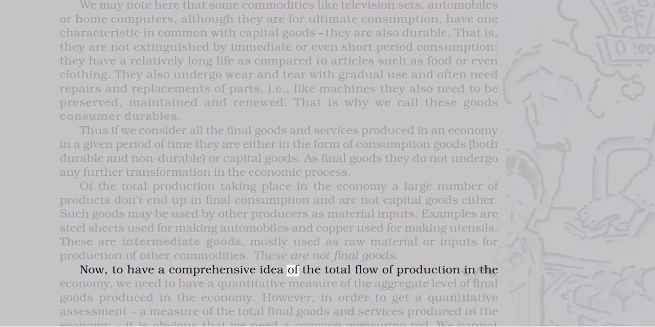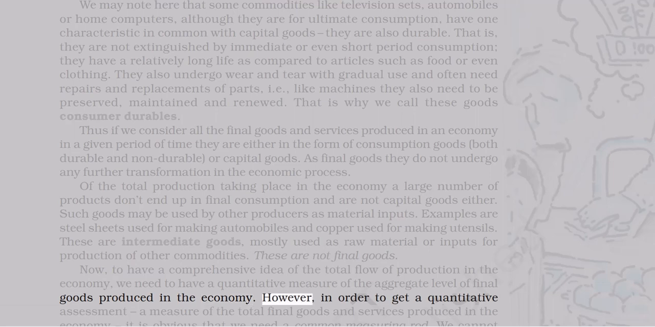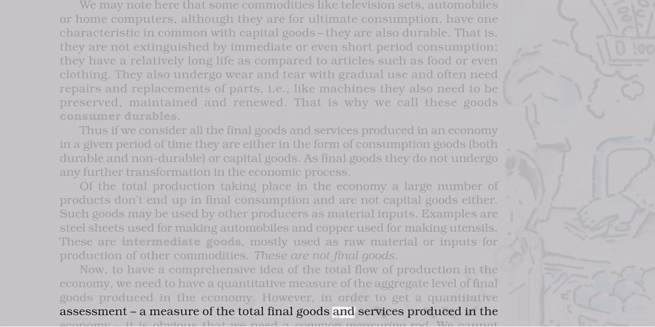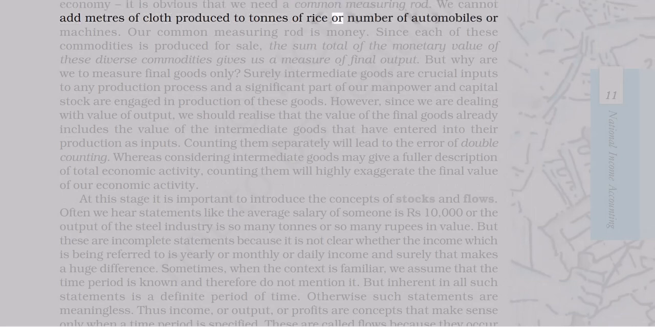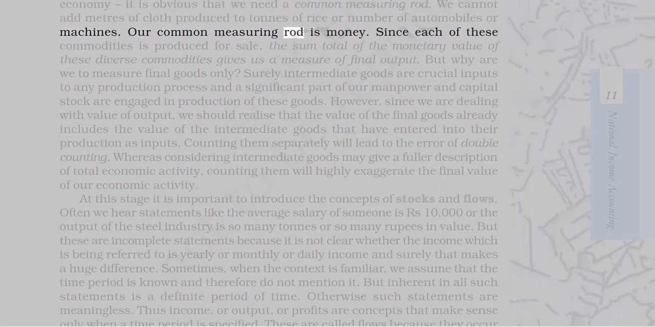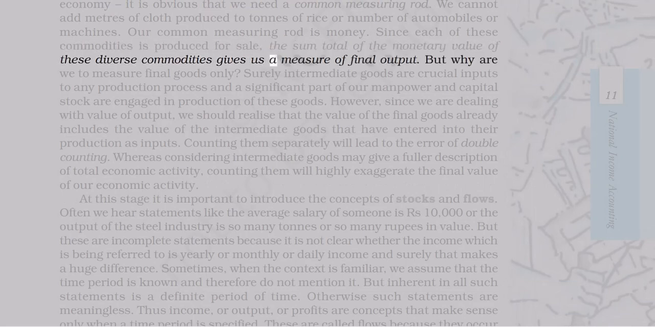Now, to have a comprehensive idea of the total flow of production in the economy, we need to have a quantitative measure of the aggregate level of final goods produced in the economy. However, in order to get a quantitative assessment, a measure of the total final goods and services produced in the economy, it is obvious that we need a common measuring rod. We cannot add meters of cloth produced to tons of rice or number of automobiles or machines. Our common measuring rod is money. Since each of these commodities is produced for sale, the sum total of the monetary value of these diverse commodities gives us a measure of final output.